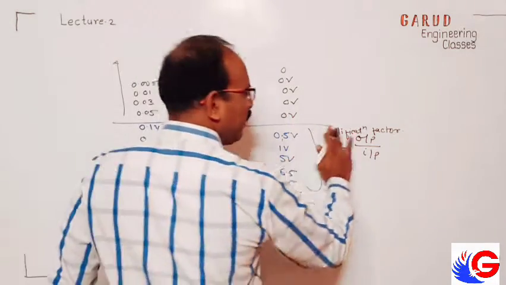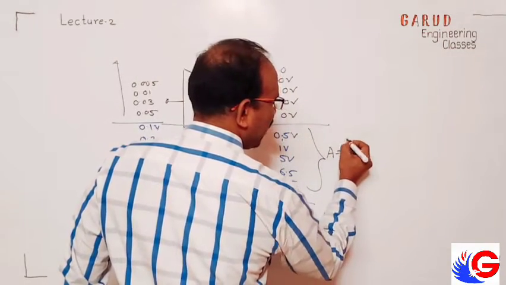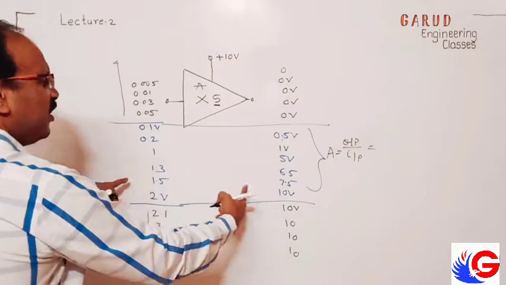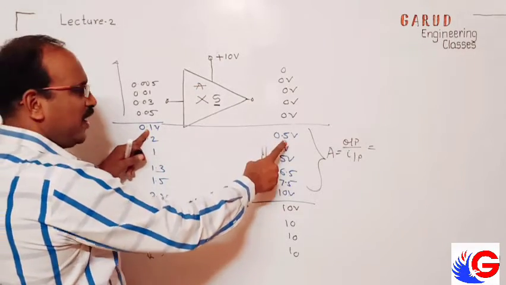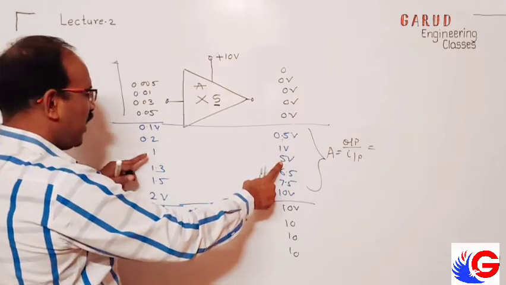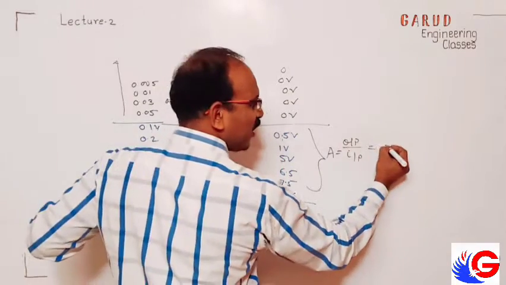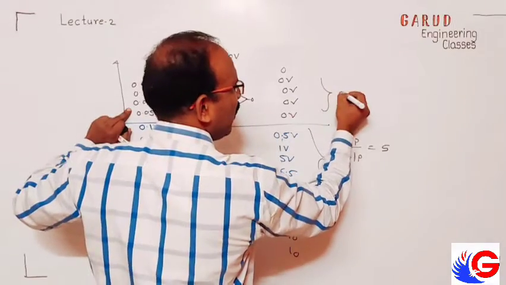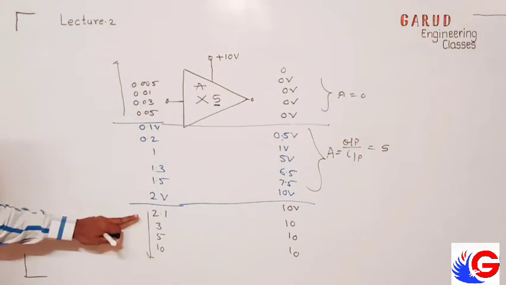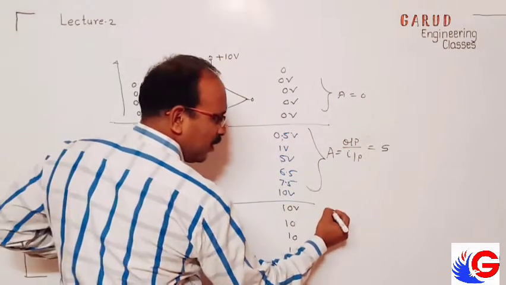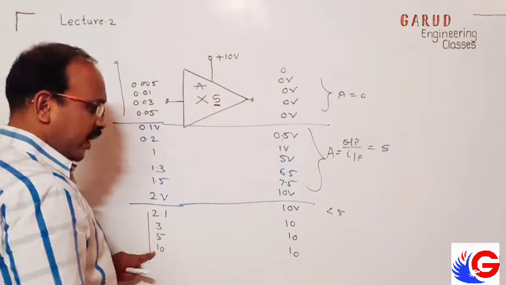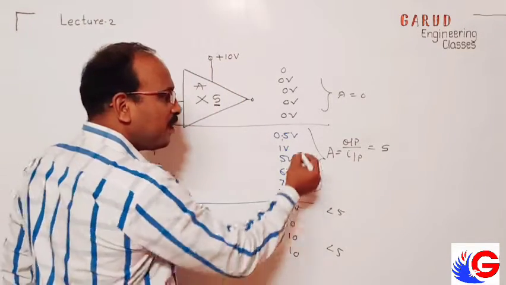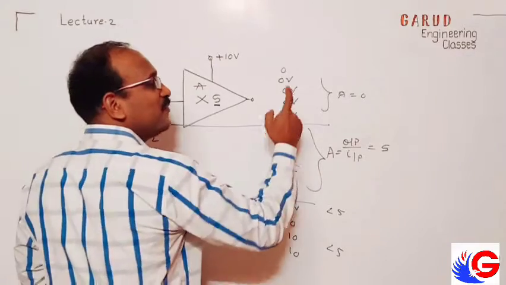Can you tell me what is the amplification factor in this region? Amplification factor is equal to output upon input. Anywhere in this region, 0.5 upon 0.1 is 5, 1 upon 0.2 is 5, 5 upon 1 is 5. So your amplification factor is 5 here. What about this? Here the amplification factor A is 0. What about this? 10 by 2.5 is less than 5, 10 by 10 is less than 5. So here the amplification factor decreases. Here it is stable, and here it is 0.